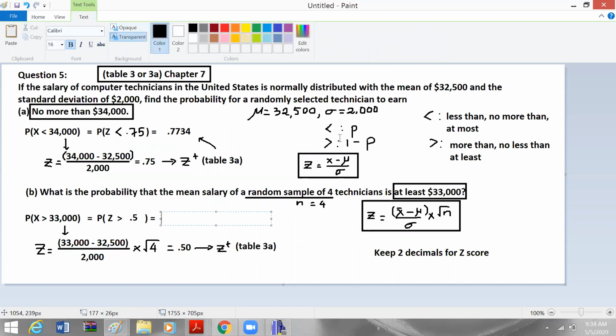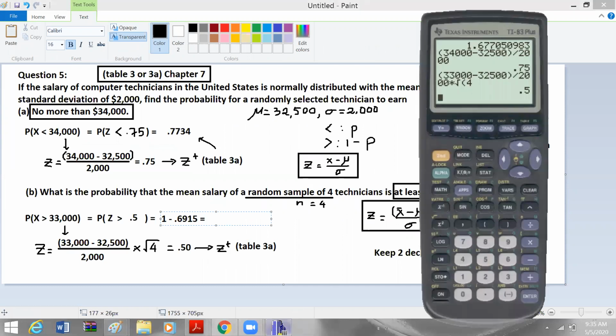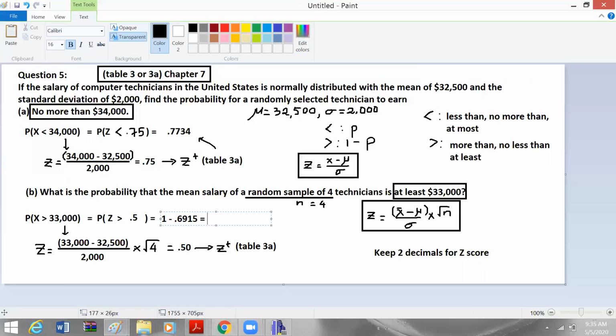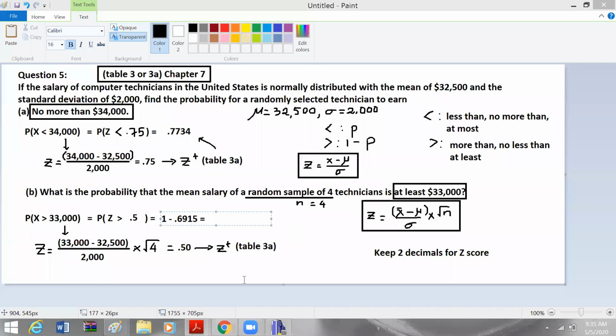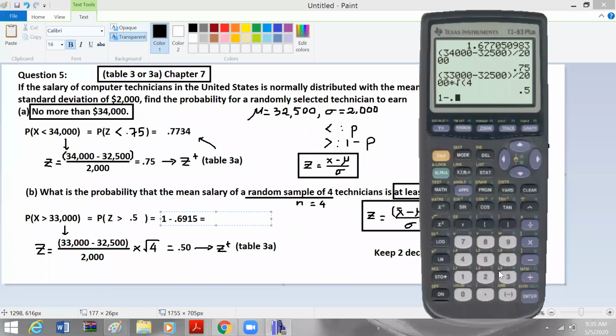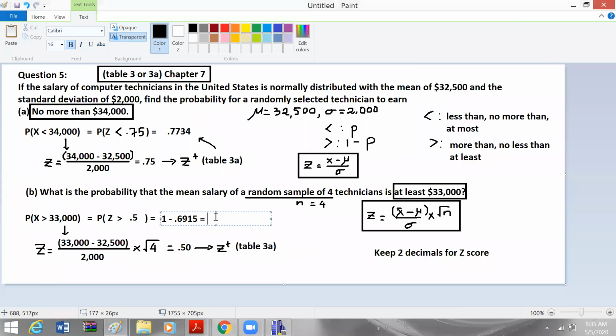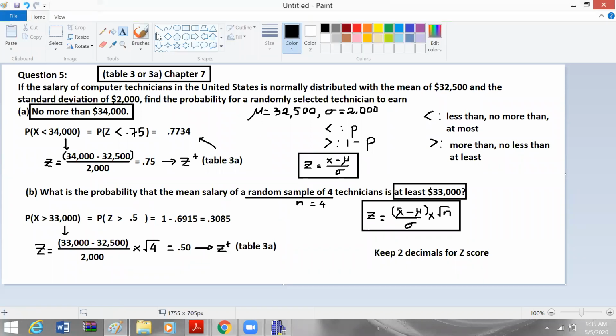But remember that we have a greater-than side, so greater than means we have to take 1 minus 0.6915. What is the value? 0.6915, right? So yes, 0.5 goes to 0.5, and then 0.00, which is 0.6915 in this case. And then we subtract from 1, so we take 1 minus 0.6915. So the answer for that is 0.3085. All right, so this will be the final answer. There's no need to do any more calculation for that.